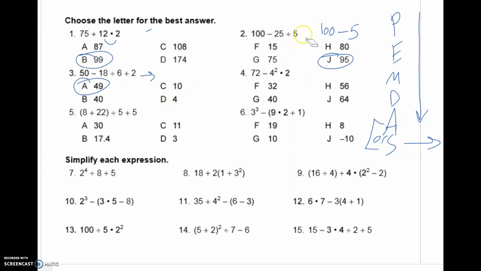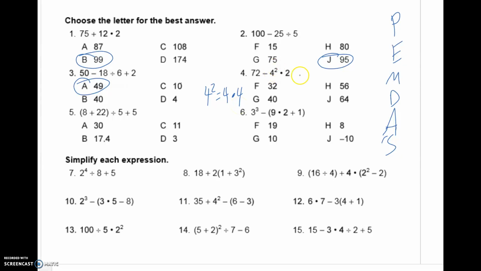All right, number 4. Here we go, number 4. Oh, look, we have an exponent right here. So make sure you see that, and you keep following your PEMDAS order, okay? There's no parentheses, so you start with our E, our exponent. 4 squared is the same thing as 4 times 4, okay? Which is 16.